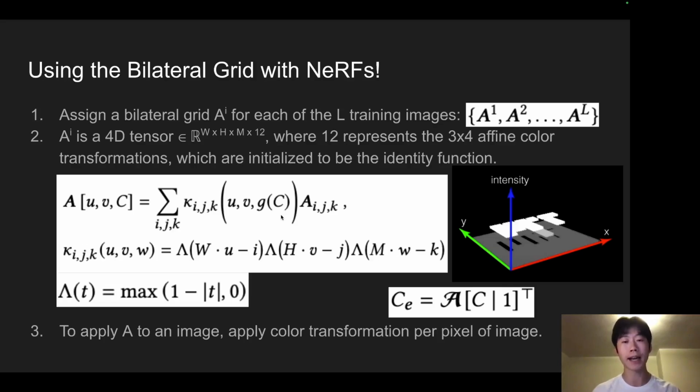So g in particular is this guidance function, which maps a color in RGB space to a scalar between 0 and 1. You plug that into the K function to get the weight, and the value for your weighted average is just going to be the actual color transformation at the coordinates ijk of the 3D grid of A. So to apply this bilateral grid to an image, you loop through the pixels of that image, obtain that pixel's coordinates and its color, slice into the grid using that information, get the color transformation, and apply it to the pixel. You do that for all the pixels to get a bilateral grid rendered image.